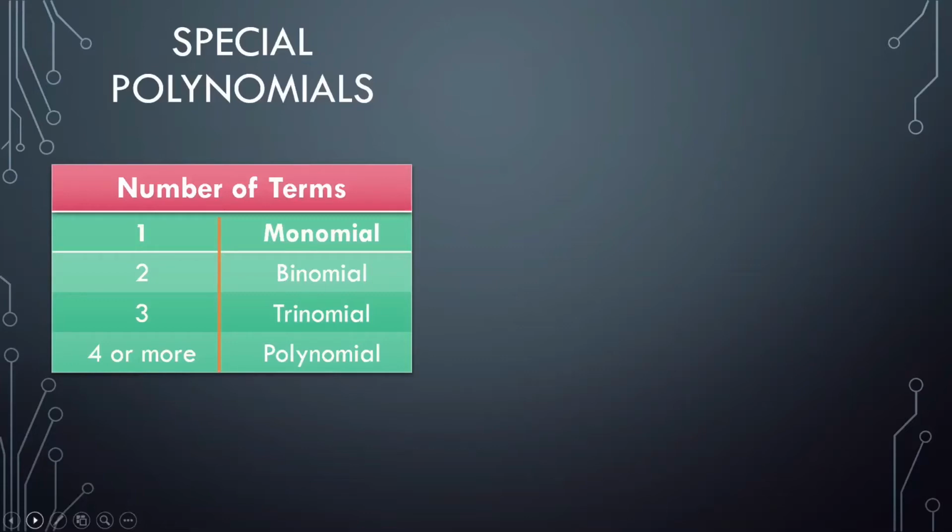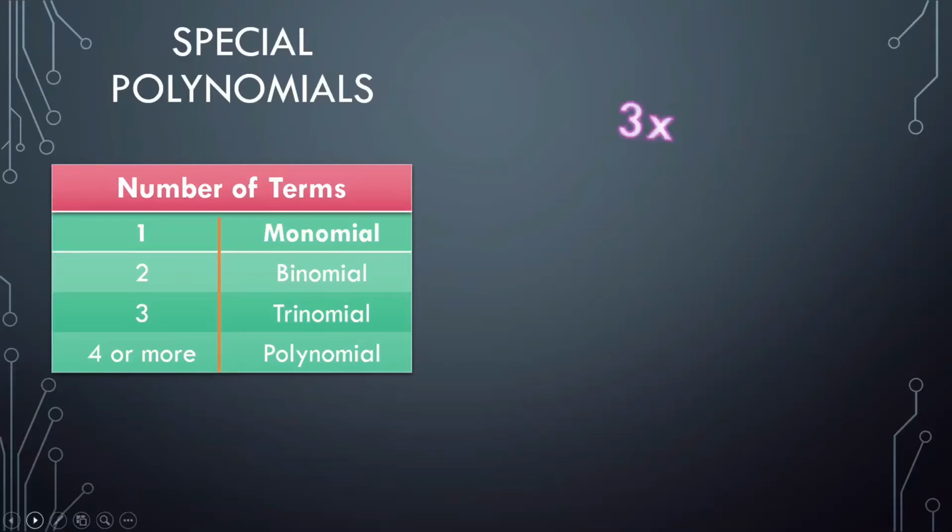One term we call a monomial. Mono means 1. A polynomial with 2 terms we call a binomial, because bi means 2. Then a polynomial with 3 terms we call a trinomial, because tri means 3. Then anything that has 4 or more, so if it's 4, 5, 6, 7, however many terms, 4 or more is just a polynomial.